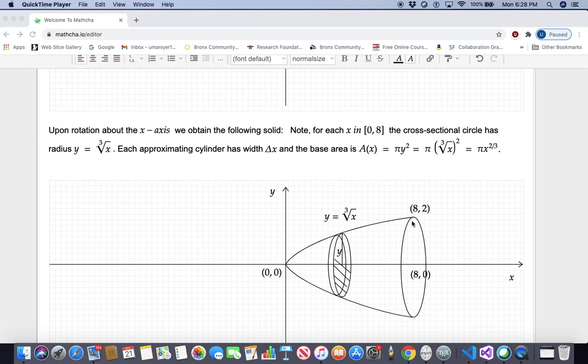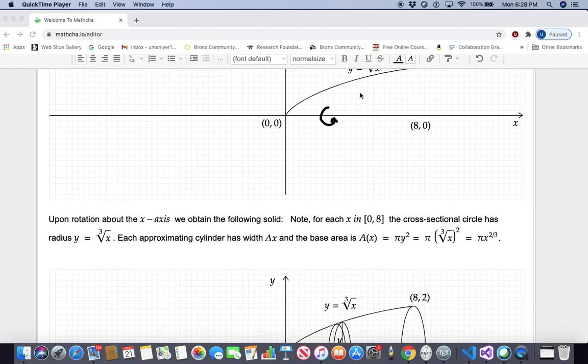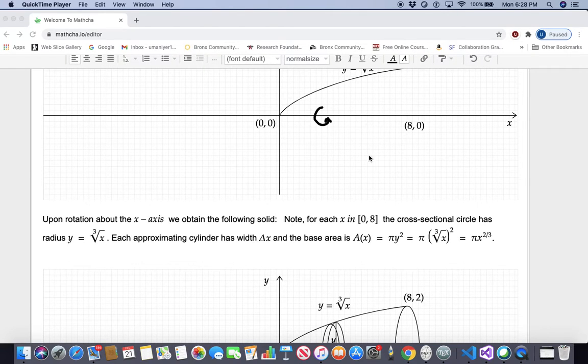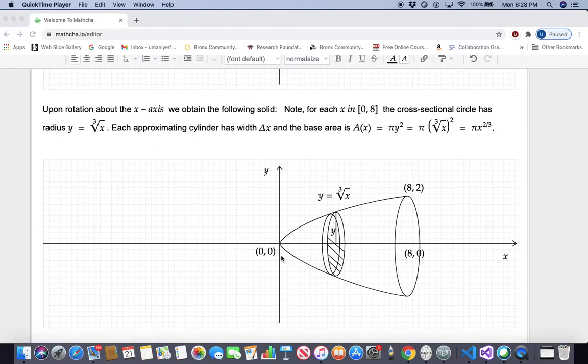You took that region under that curve and rotated it, and you got a solid. You have to recognize it's not just the outer shell. It's a solid, it's filled in. So the entire region under the curve is rotated about the x-axis and you get a filled-in solid. Upon rotation about the x-axis, we obtain the following solid.